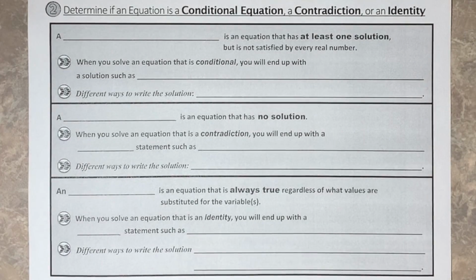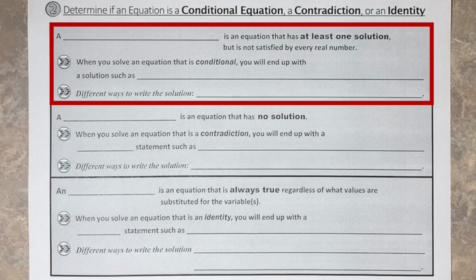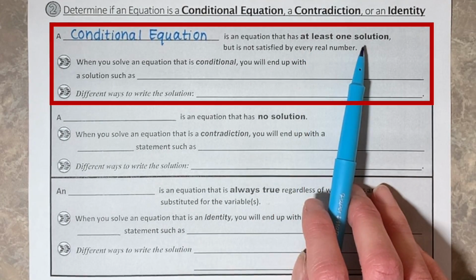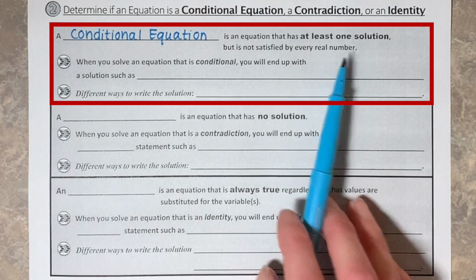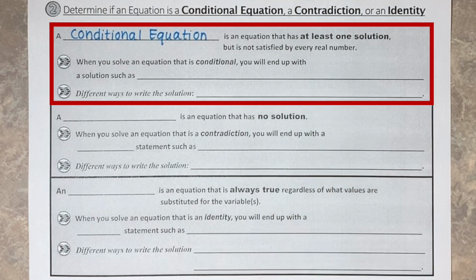Next, I'd like to review the three different types of equations that we'll see. The first type of equation is the most common type of equation that students see. It's called a conditional equation. A conditional equation is an equation that has at least one solution, but it is not satisfied by every real number. Conditional equations are usually the first type of equation that students learn when they're studying equations.